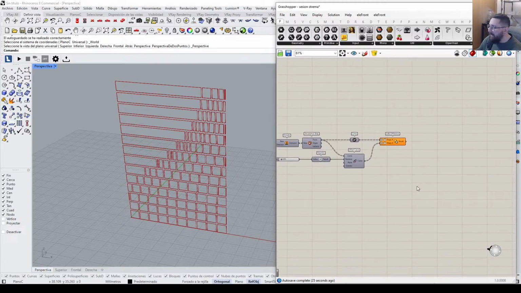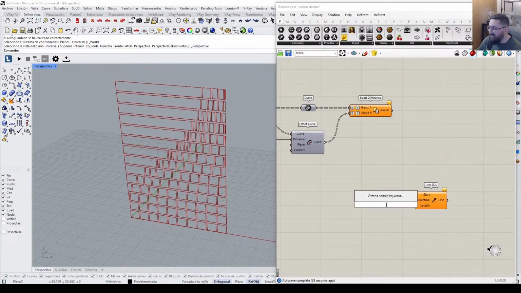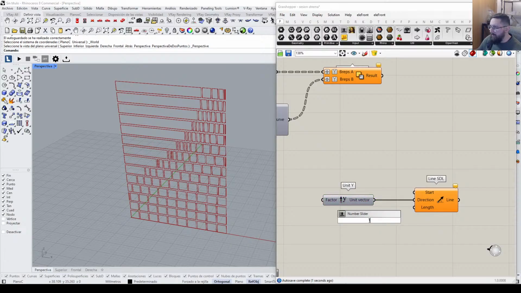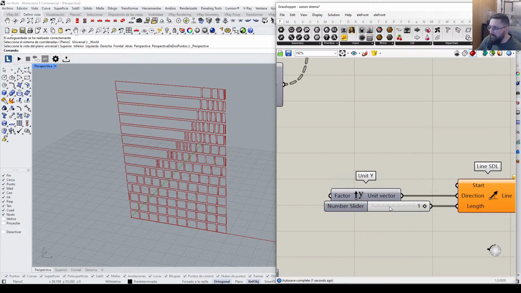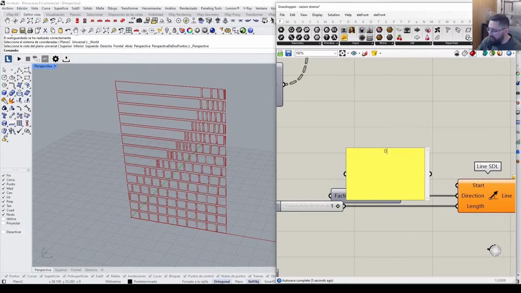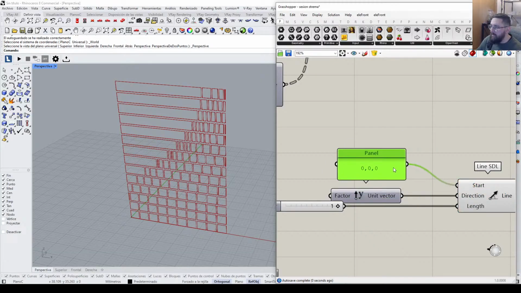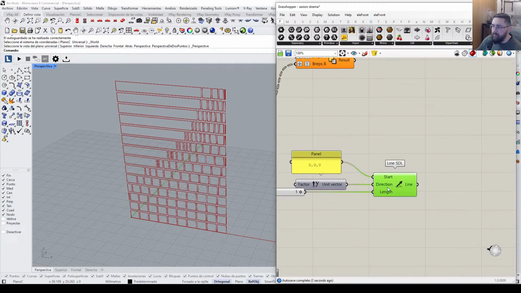I can create a vector, right? Am I correct in saying that I can create a vector? Sure. Why not? Unit. Length, it could be whatever. Unconcerned about that in all regards. Starting point, I can just use a panel. Connect that there, 0, 0, 0. Put that there. Okay, so that's my direction.